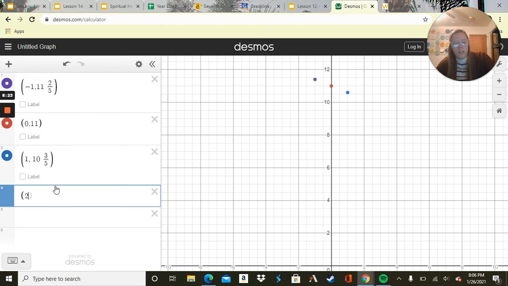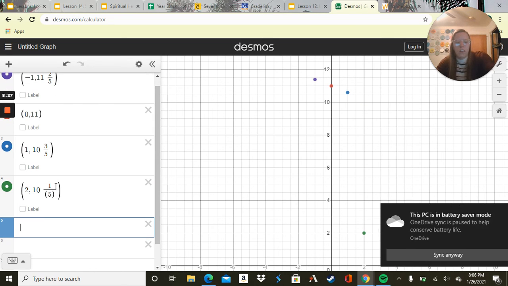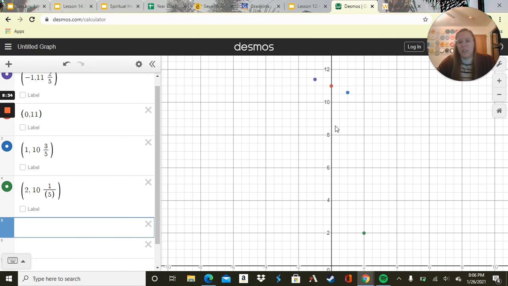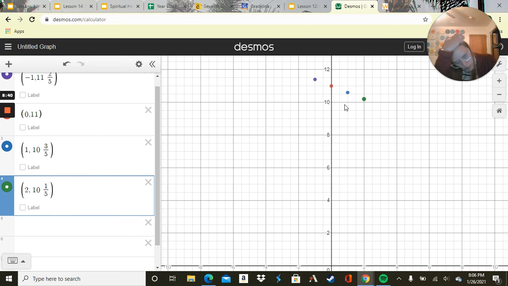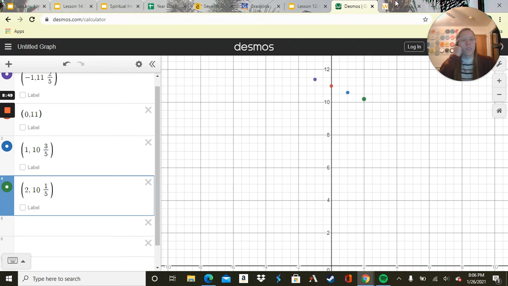2 and 10 and 1/5. Okay, my computer's telling me that it's dying. There we go. So, oh, and that one's wrong. So parentheses shouldn't be there. There we go. Okay, so as long as they're in a straight line, you know you did it right. Okay, if they're not in a straight line, then you might have messed something up. So you just got to go back and double check your work.